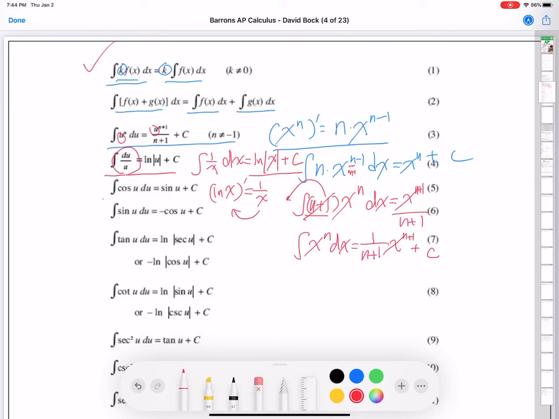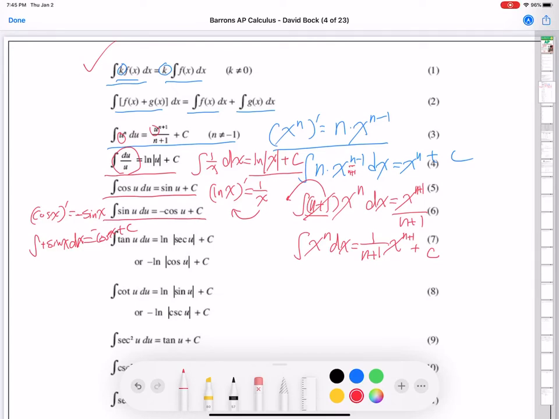The sine's derivative is cosine. That's why integral cosine is what? Sine x plus c. What was cosine's derivative? Negative sine, right? Cosine x prime was negative sine x. So integral of negative sine x dx should be cosine x plus c. So multiply negative 1 on both sides. So integral sine x is negative cosine x plus c.